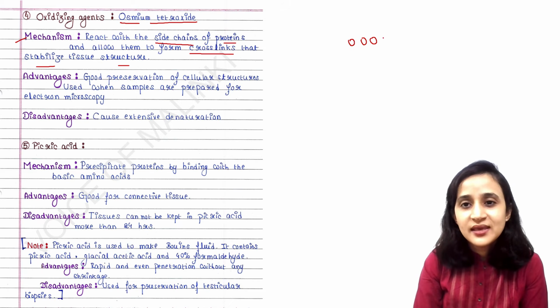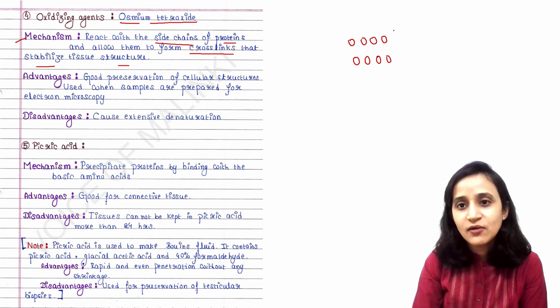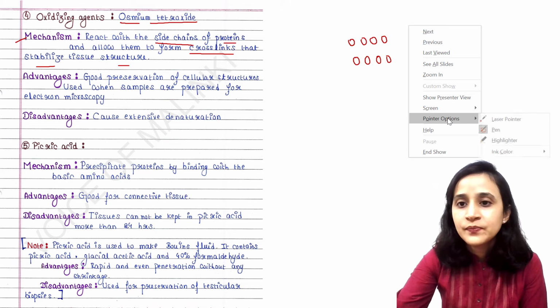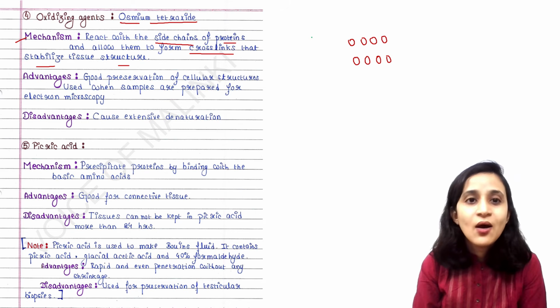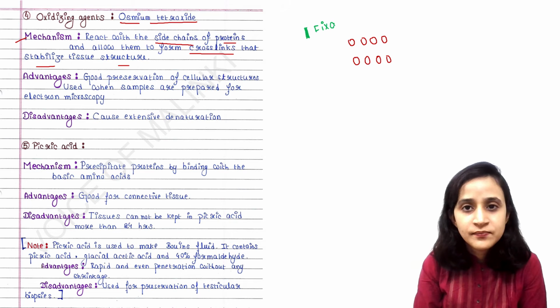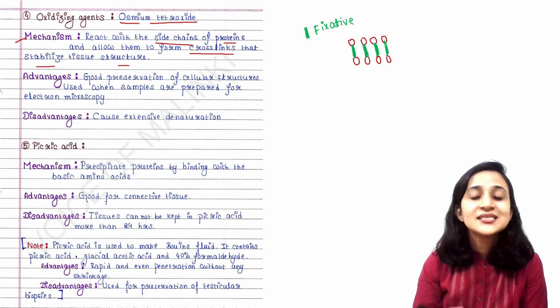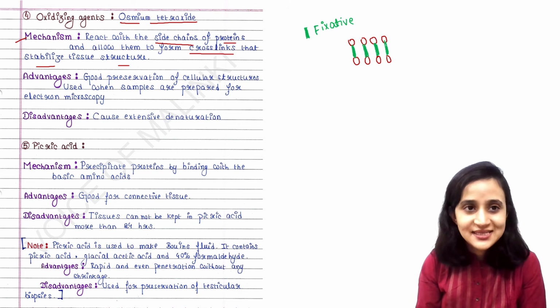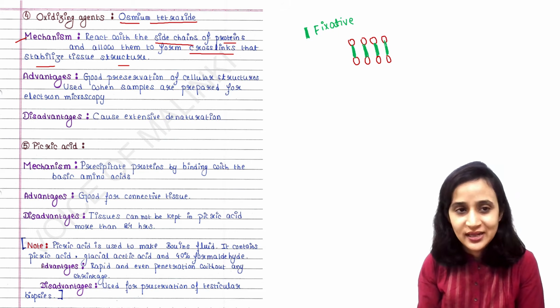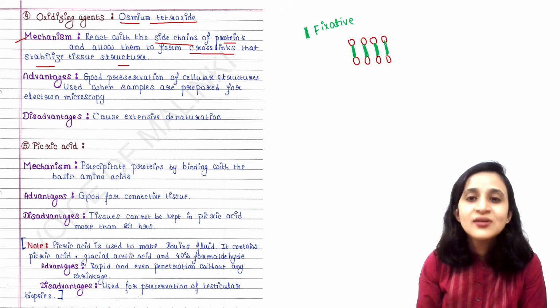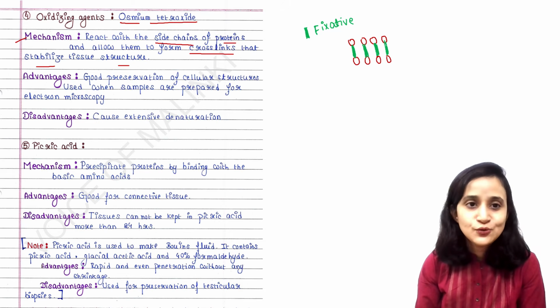So suppose here we have some proteins, and now I am adding the fixative here, that is osmium tetroxide. This fixative is going to be attached to the amino acids of these proteins, and then it will help to form the cross links between these proteins. In this way it can preserve the cells and it can preserve the tissues.